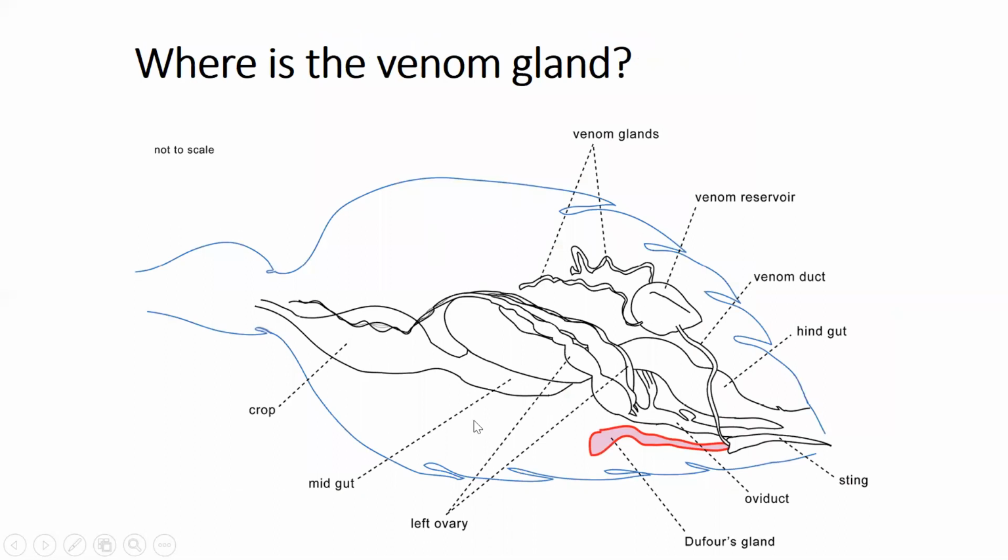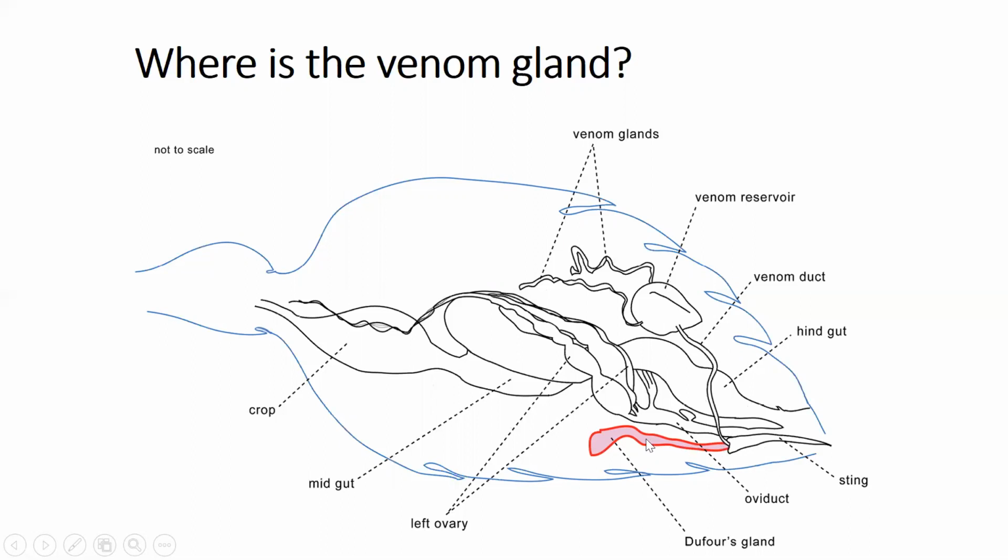Okay, this is just an illustration to show you where the venom gland is. This is the sting I showed you. To that sting, the venom gland is attached, which is present inside the body. You don't see that from the outside. So what happens is there is a venom reservoir and venom duct.